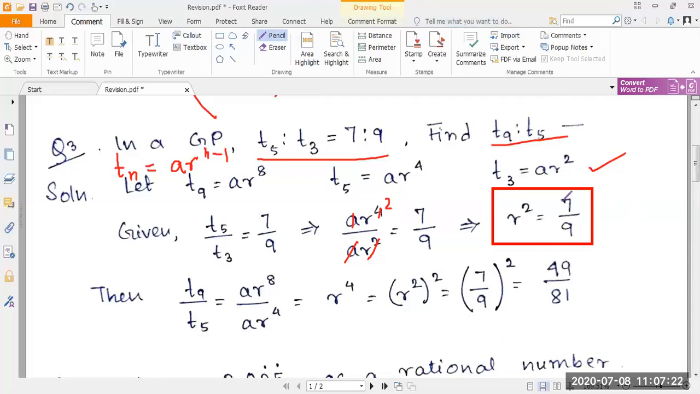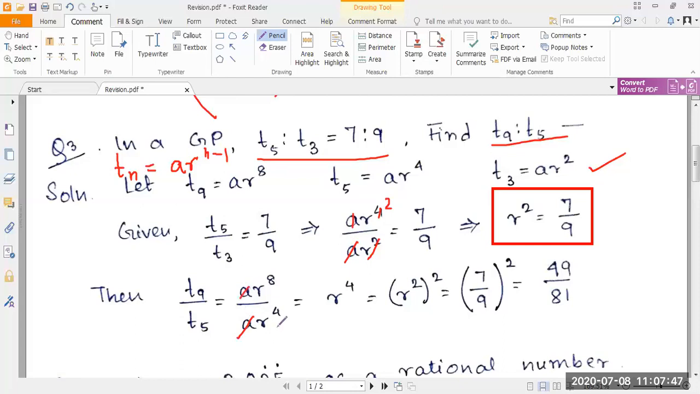Next, we move on to what has been asked to find. So we find out T9 is to T5. What we do again, like the previous part of the sum, is replace T9 with AR to the power 8, and replace T5 with AR to the power 4. So if I need to find the value of T9 by T5, I can again find the value of AR to the power 8 by AR to the power 4, because they are essentially the same.